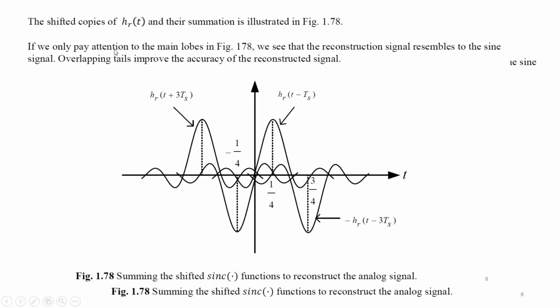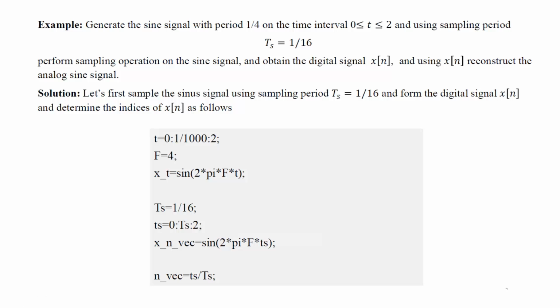If we only pay attention to the main lobes, we see that the reconstruction signal resembles the sine signal, and overlapping tails improve the accuracy of the reconstructed signal. All right. Now let us write the MATLAB code for reconstructing the signal, and let us try to understand the process.